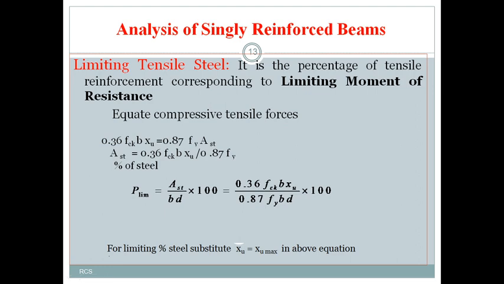Here I want to calculate the limiting percentage of tensile steel corresponding to the limiting moment of resistance. To calculate that, in place of XU, I substitute XU max in this equation, and I will get the limiting percentage of steel. That is the maximum amount of steel that we can use in the member according to its dimensions, grade of concrete and area of steel given. So this is how we calculate limiting tensile steel.